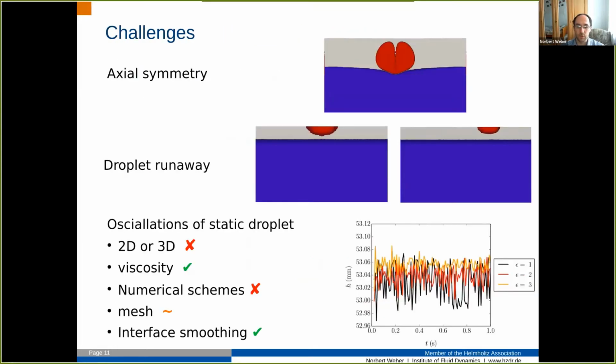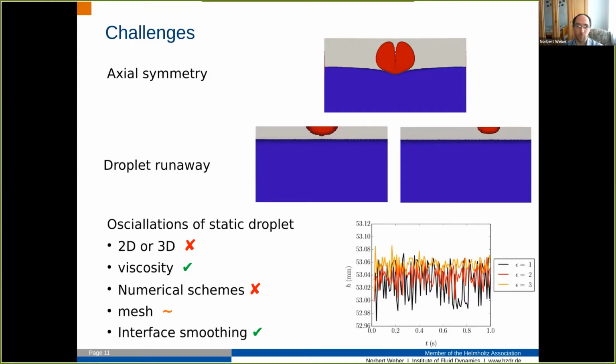All this that I told you seemed very easy, but in the end it was not. There were some challenges which we faced. The first thing is we did everything axisymmetric, but this is of course not always correct, as you can see on the top. The second thing is when we did it in 3D, we put the droplet in the middle on the top, but then it was somehow moving to the rim of the cylinder. And this does of course not work.